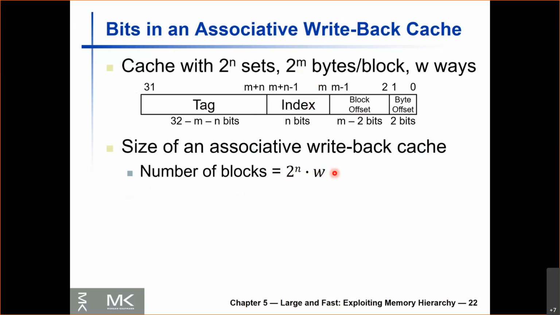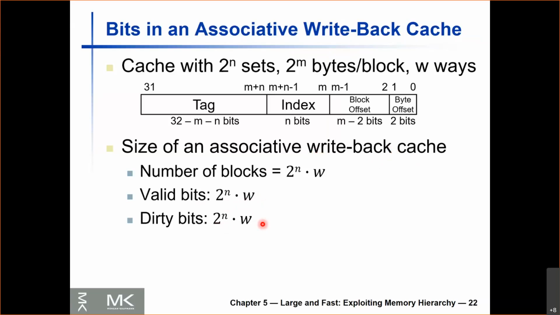What about the number of valid bits? How many valid bits do I have? Right, so we have 2 to the n times w valid bits because we have 2 to the n times w blocks, and we're going to have a valid bit for every block. Now this is a write-back cache. So what does it have besides a valid bit? Right, so each block is also going to have a dirty bit. Since this is a write-back cache, how many dirty bits do I need? Right, exactly. Also 2 to the n times w, because every block is going to have a valid bit and a dirty bit.